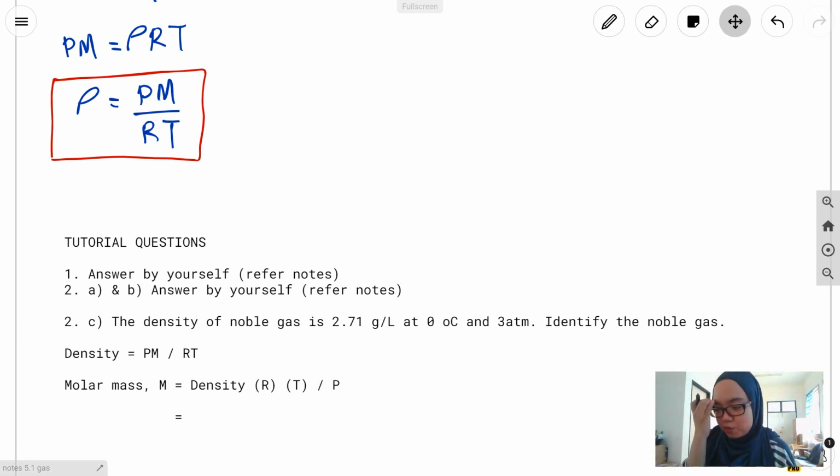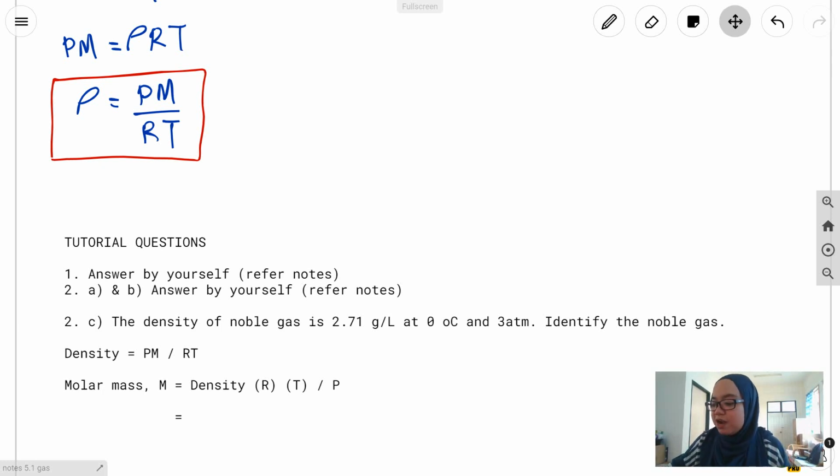Let's look at question 1b. It asks you to sketch the graph of V against T at fixed pressure and V against P. This one is also inside the notes and inside my whiteboard notes that I will be giving to you after this. Next, look at question 2.